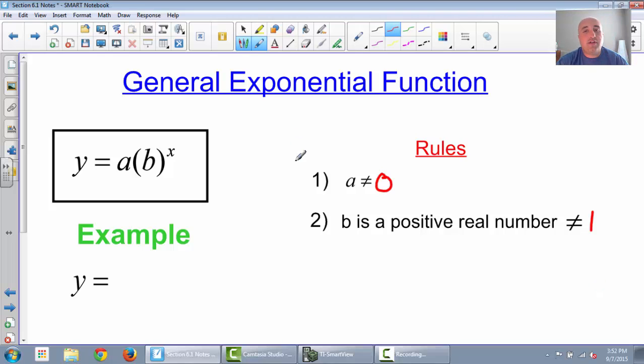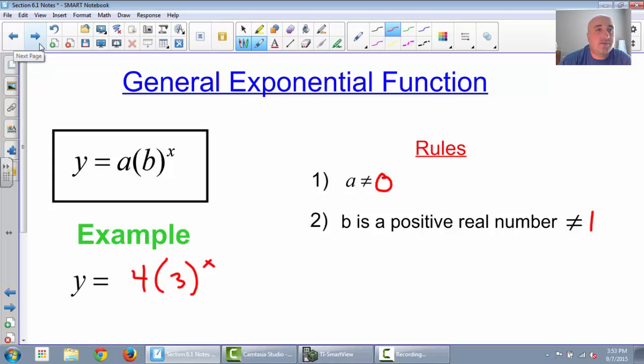So let's just write an example. So a cannot be 0, b cannot be equal to 1. So let's say 4 times 3 raised to the x. So a is not equal to 0, b is not equal to 1, and it's got to be a positive real number, and we use x as our exponent. And that's why it's called an exponential function, because the variable is in the exponent of the problem.